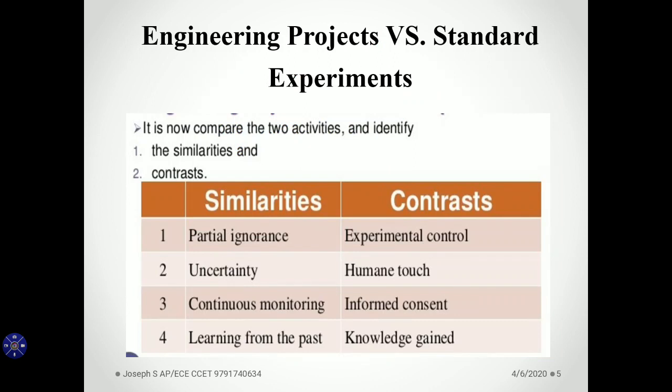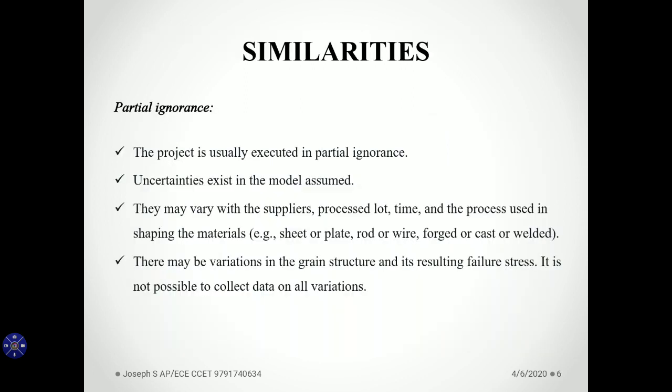So there is a similarity between engineering projects and standard experiments. It is now compared across two aspects normally, similarities and contrast. In similarities, there is partial ignorance; in contrast, that is experimental control. In similarities it is uncertainty; in contrast it will be a human touch. In similarities it is continuous monitoring, but in contrast it will be informed consent. In similarities it is learning from the past; in contrast we have to gain knowledge. So we are going to discuss the similarities of engineering as experimentation to the standard experiment.